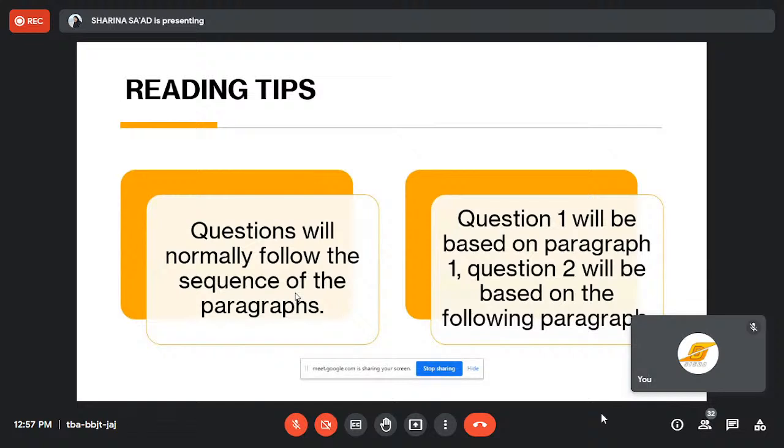Question 2 will always be based on the following paragraph. So your eyes will move from one paragraph to another. You don't have to read and reread again and again. Don't waste your time. You skim, scan, and look at the question. You know that question 1 will be in paragraph 1. The answer will be in paragraph 1. If you cannot find it, maybe it is somewhere in that paragraph, and it follows.